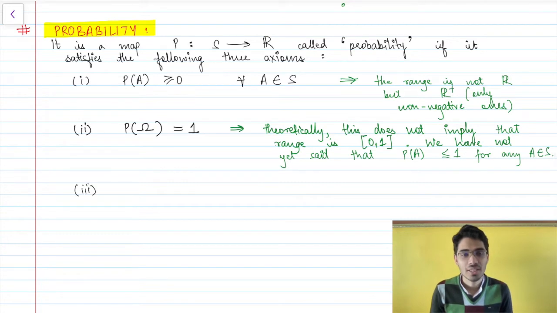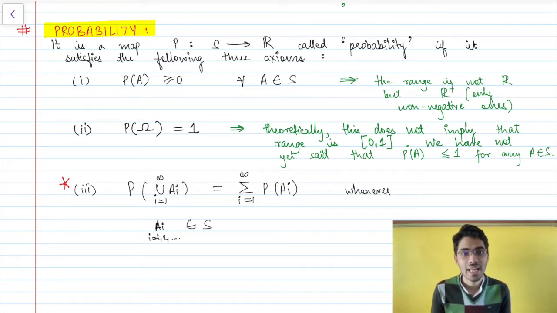And thirdly, which is kind of the most important one, is that probability of union of sets A_i is equal to sum of the probability of those sets itself. This is only true when the two sets A_i and A_j are disjoint sets, like pairwise disjoint, so their intersection becomes phi. This property is called countable additive property.